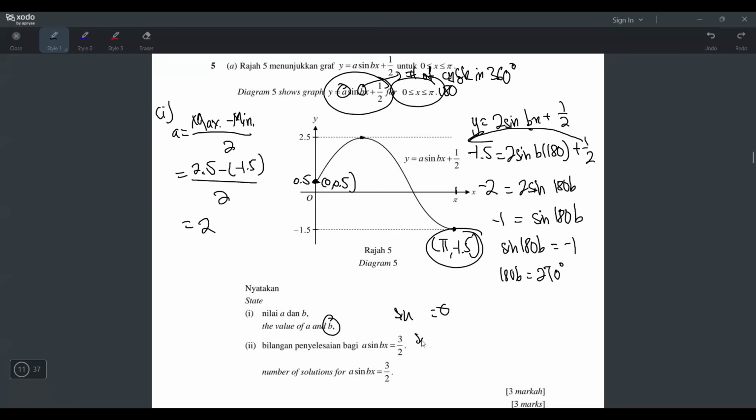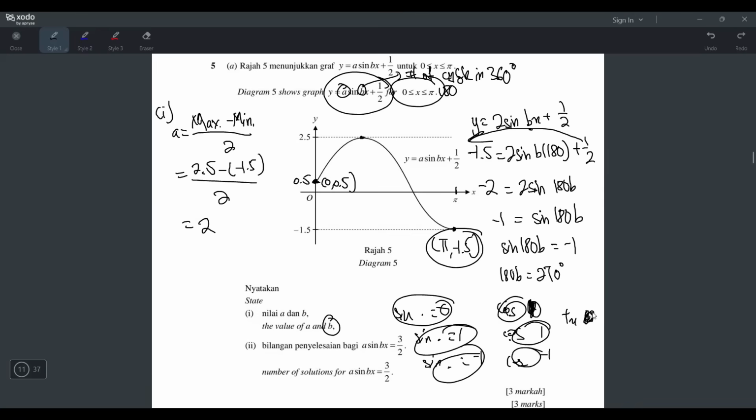Sine equals 0, sine equals 1, sine equals negative 1, cos equals 0, cos equals 1, cos equals negative 1, tangent equals 0. So for the answer for all this, you have to hafal. I'll just name a few lah. If sine equals 0, the answer would be 0, 180, 360. Sine equals 1, the answer would be 90. Sine equals negative 1, the answer would be 270, and so on lah. So there are 7 special cases you need to hafal.